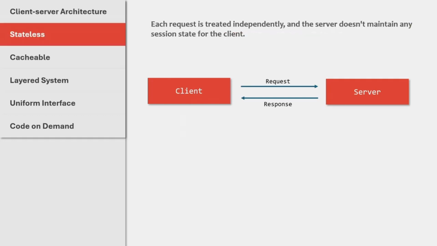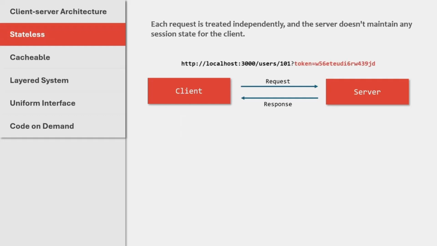The next principle is the stateless principle. So, stateless principle simply means that each request is treated independently and the server does not maintain any session state for the client. This means that every request must contain all the necessary information for the server to understand and process it. A simple example would be, let's say you want to get all the users from the API.